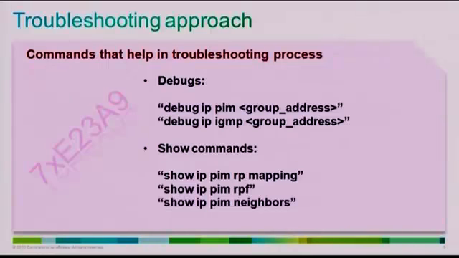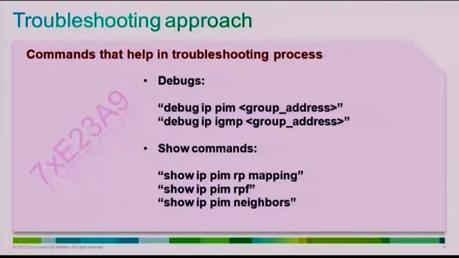Normally we'll use the second command when we see high CPU on the last hop router, because IGMP is always running on the last hop router. But if it's anywhere else, we'll just use debug ip pim and then the group address. As you can see, this debug command is specific to a particular multicast group. It will not generate a huge amount of output, so it's quite safe to run in production as well. But if you use just debug ip pim, it might generate a lot of traffic, so you need to be careful in that aspect.